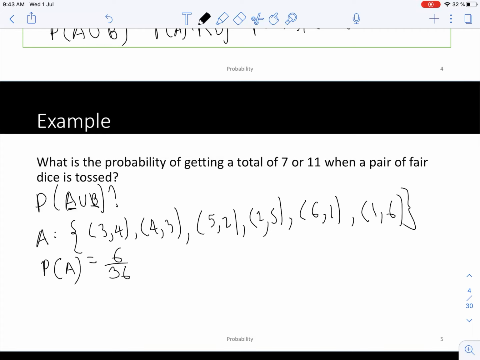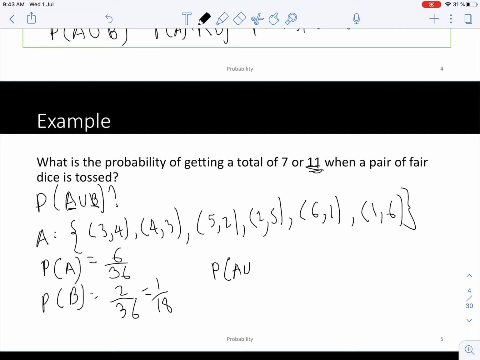Then for event B, there is a similar calculation. Remember it's when we get the number 11, but there are only 2 sample points, 6 5 and 5 6. Those are the only 2 options in which the sum of the dice will be equal to 11. Therefore the probability is equal to 2 over 36, that's 1/18.